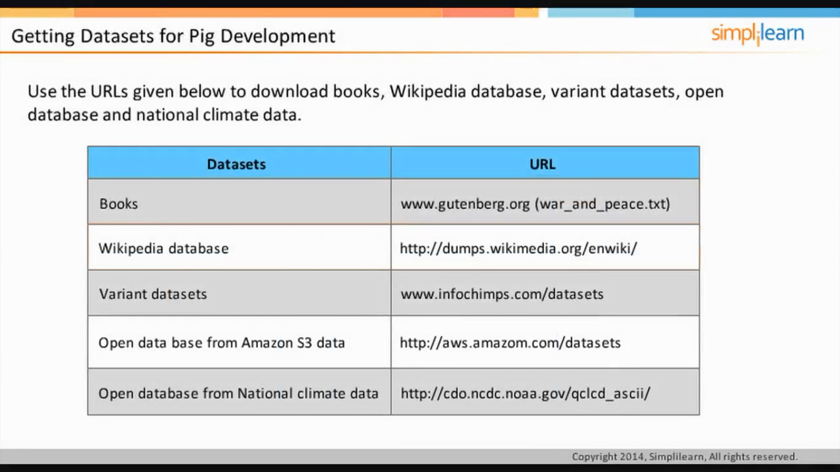You can get books, download the Wikipedia database, and variant data sets from the URLs listed in the table. You can also get Open Database from Amazon S3 and National Climate Data Center. In the next screen, we will look into the steps to get the environment ready for Pig Latin.